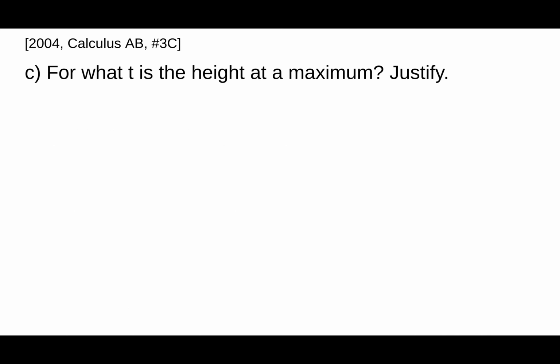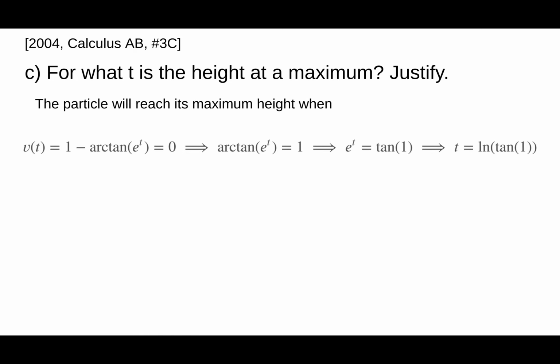In part C, we are asked to find for what value of t is the height of the particle at a maximum and to provide justification. So the particle will reach its maximum height whenever the velocity is equal to 0. So we have a function for the velocity of the particle at time t, that's 1 minus the arctangent of e to the t. If I want that to equal 0, that would mean 1 would have to equal arctangent of e to the t.